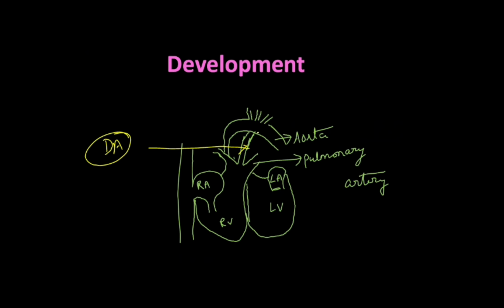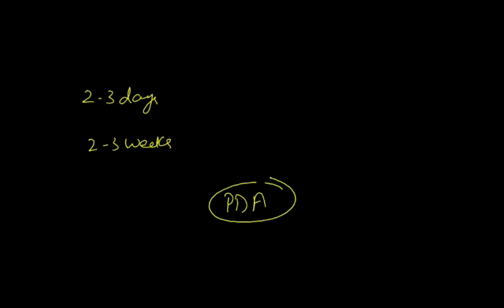But once the baby is born, within 2 to 3 days after birth, there will be physiological closure of this ductus arteriosus by contraction of the musculature. Now, within 2 to 3 weeks, there will be anatomical closure of this ductus arteriosus by proliferation of the intima. So when it is not closed beyond this, it is called patent ductus arteriosus.